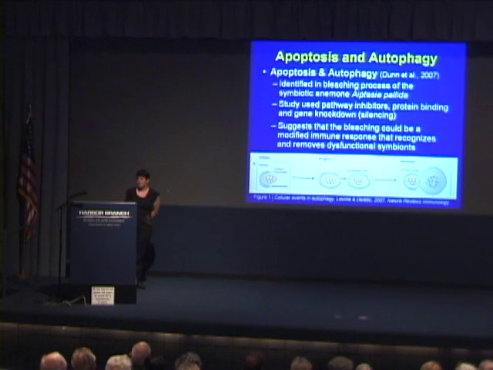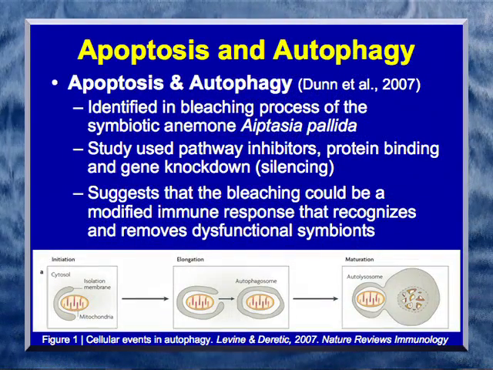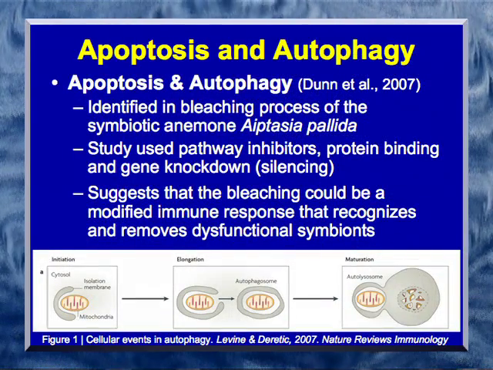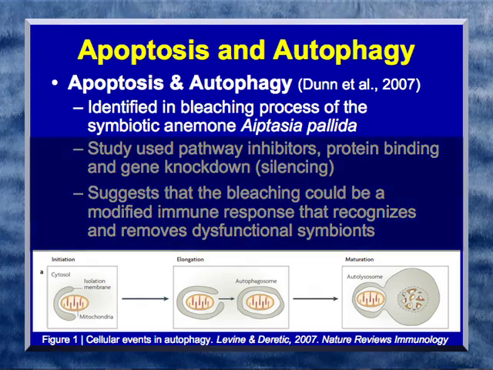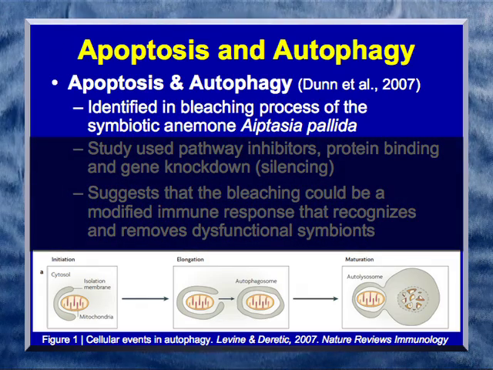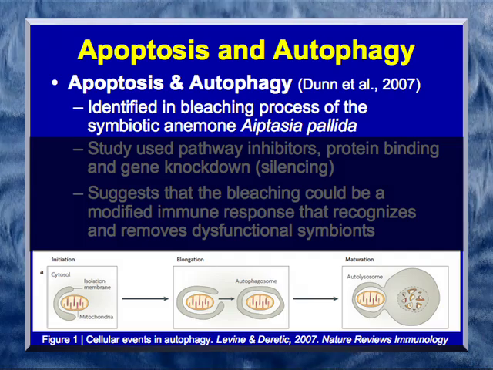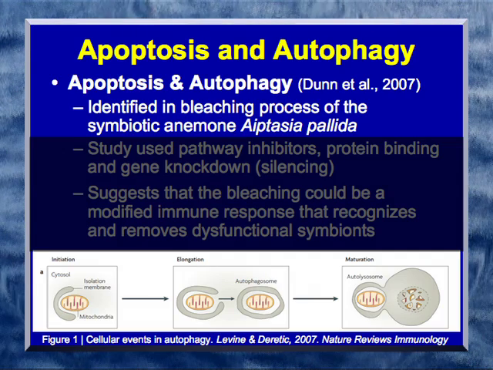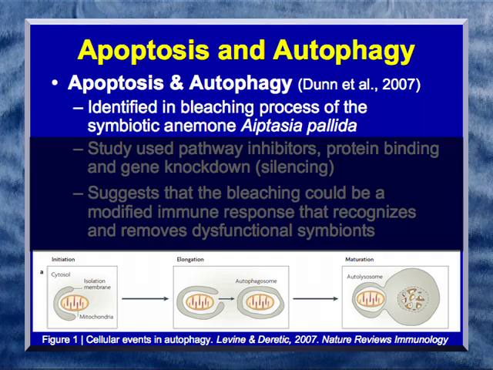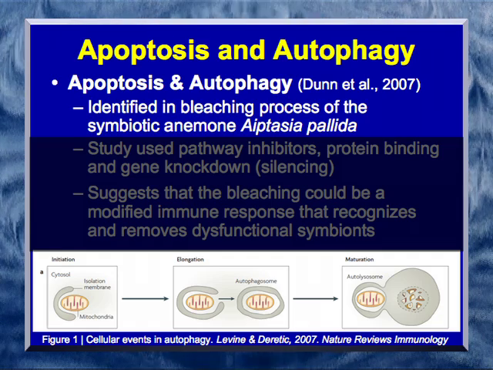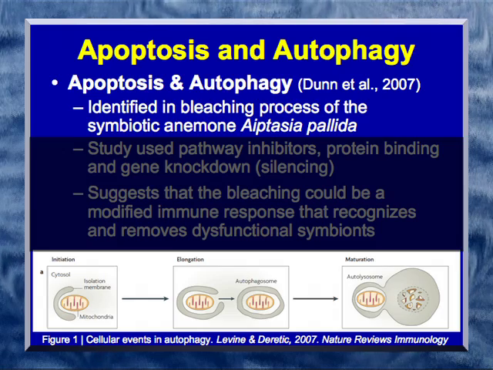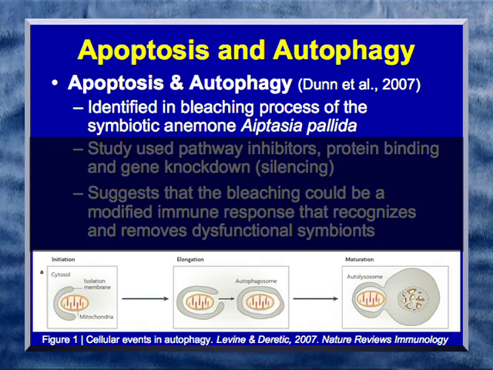So what about the cell death hypothesis, also known as the apoptosis and autophagy theory? This recent research was done by Dunn et al. in 2007, and they identified that apoptosis and autophagy was a mechanism of bleaching in the symbiotic sea anemone Aiptasia pallida.